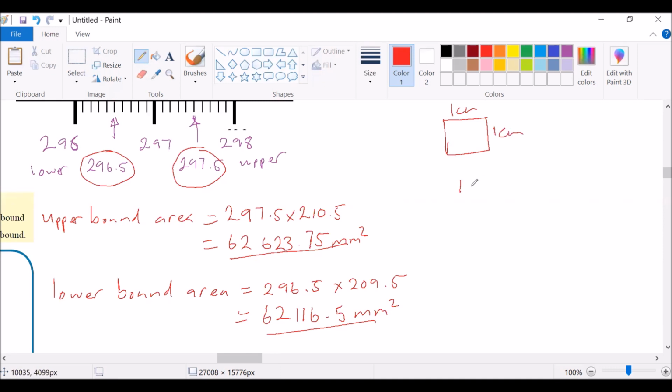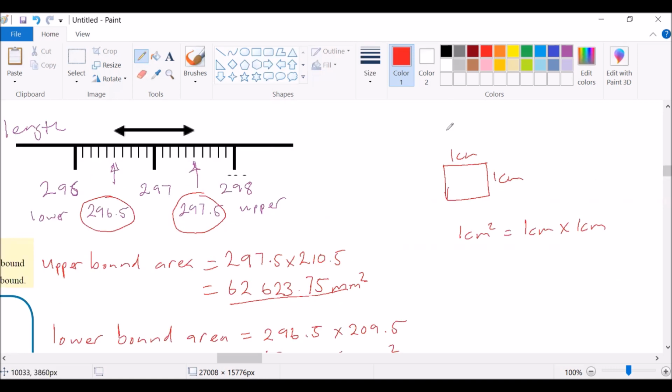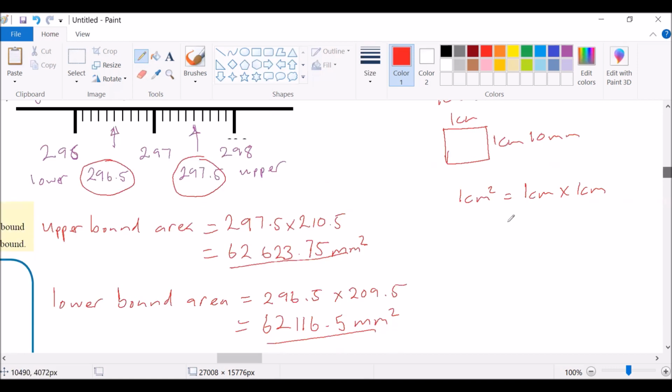We know 1 square centimeter is equivalent to 1 centimeter times 1 centimeter. But 1 centimeter is 10 millimeters. So 1 square centimeter will be equal to 10 millimeters times 10 millimeters, which is equal to 100 square millimeters. So 1 centimeter squared, or 1 square centimeter, is equal to 100 millimeters squared. So this is the ratio we'll use.